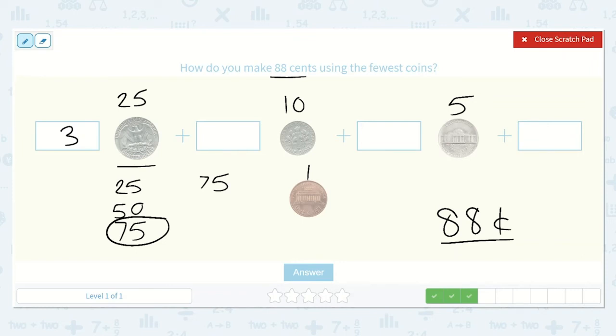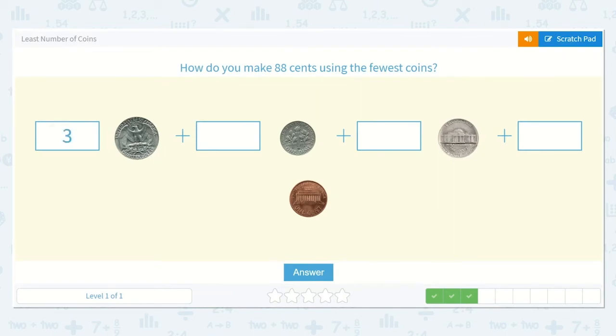Well, could I add a dime and still be under this amount? Let's try. Let's add 10. So 75 plus 10 is 85. So we can use a dime too, because 85 is less than 88. Now, if we tried to add a nickel to this, it would turn into 90. So that would be too much. So we can say 0 nickels. But we do need some pennies. How many pennies do we need to get from 85 to 88? Let's see. 85, and then if we add 1, it's 86. 2, it's 87. And 3 is 88. So it's 3 pennies. So we have 3 quarters, 1 dime, and 3 pennies.